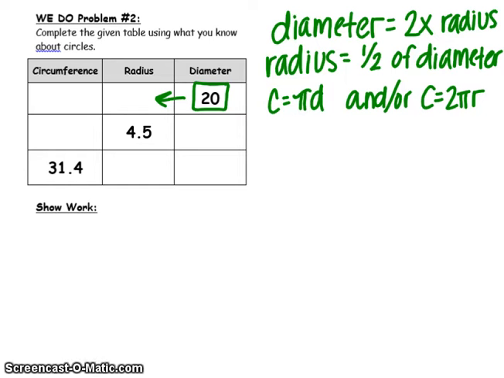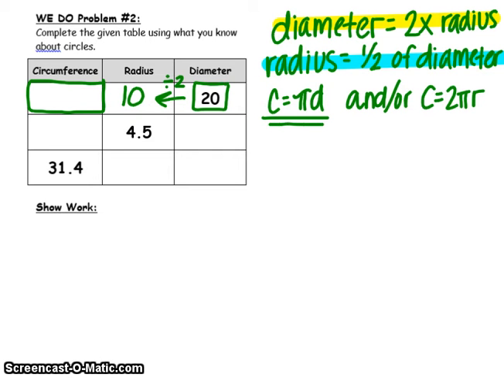Okay, well my radius, I know in order for me to find my radius from diameter, I've got to look up here where it says diameter is 2 times the radius, and then I have radius is 1/2 of my diameter. Okay, well if radius is 1/2 of my diameter, I know that I have to divide by 2. 20 divided by 2 gives you 10, so I know my radius is 10. And it wants you to find your circumference. In order for me to find my circumference, I would go ahead and use this first formula here, which is C is equal to pi times diameter.